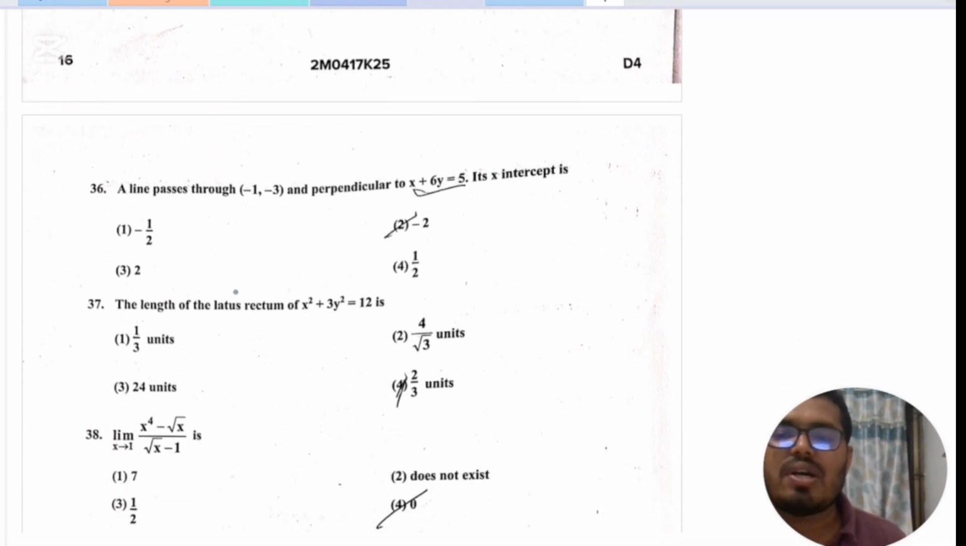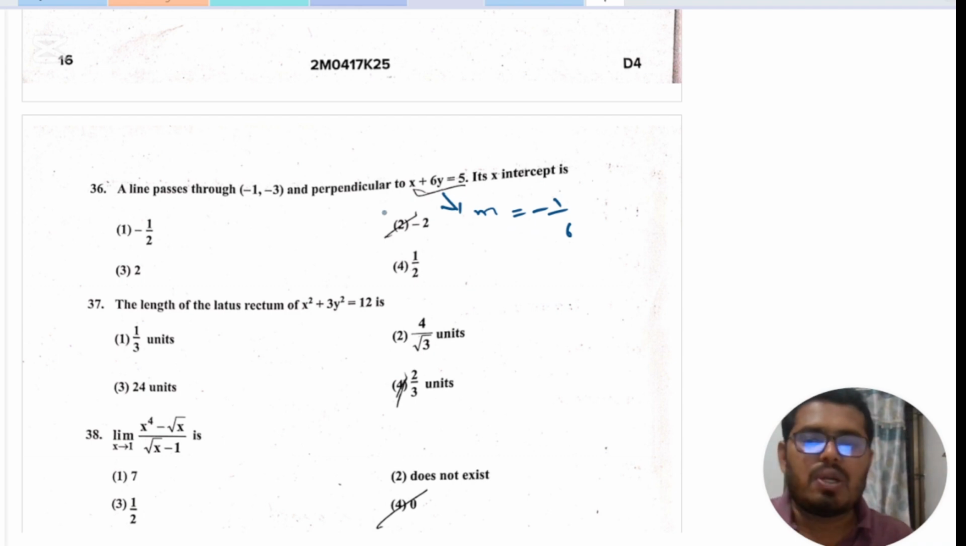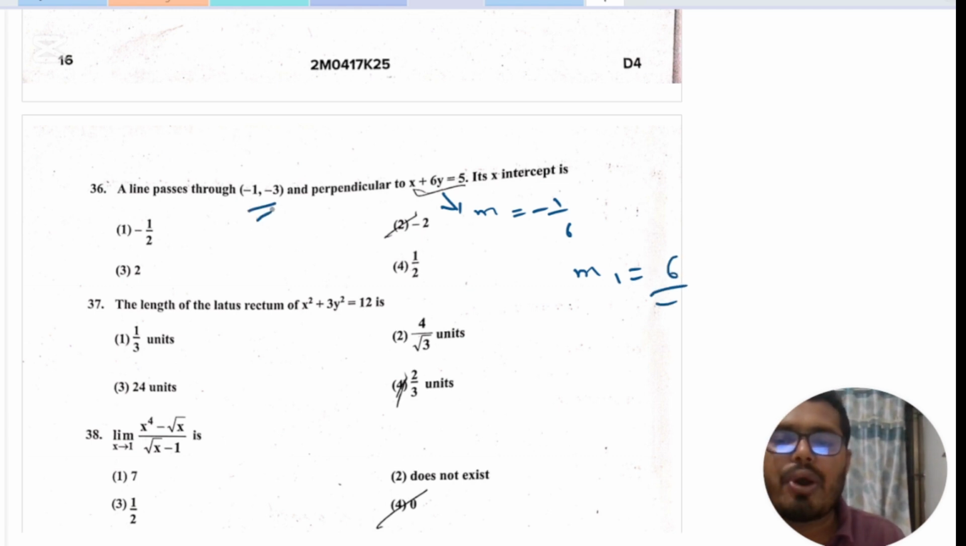Next, a line passing through the point (-1, -3) and perpendicular to x + 6y = 5. If you take the slope here, the slope of this line is equal to -1/6, then it is perpendicular to the given line. Therefore, the slope of the required line is 6 and it passes through the point (-1, -3).